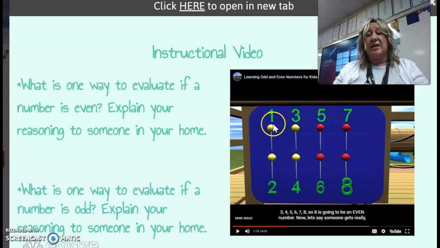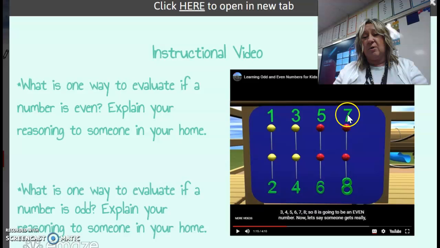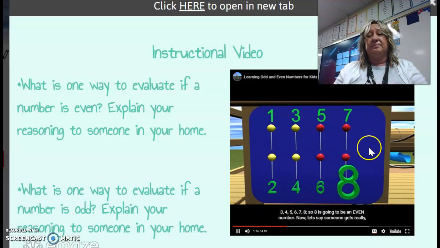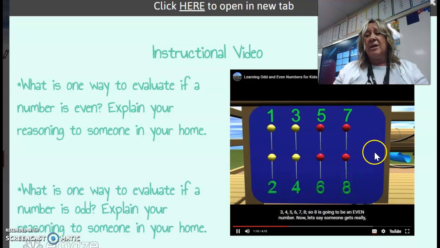On the bottom, you see that there's 1, 2, and there's a 2. 1, 2 makes 4. 1, 2, 6. 1, 2, 8. When I say 1, 2, I mean these are 2 that have partners. These 2 are partners. These 2 are partners. And these 2 are partners. Okay, let's keep going. So 8 is going to be an even number. 8's even. All the numbers on the bottom are even.